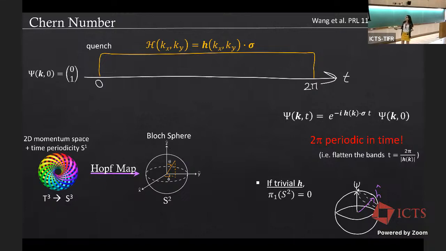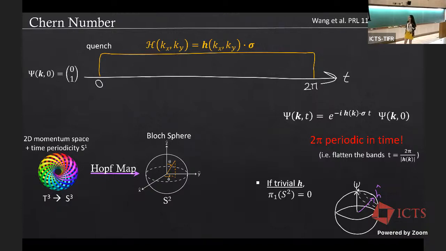Okay, so if I start with some completely trivial initial state, 0, 1 everywhere in the momentum, and then I want to suddenly change the Hamiltonian to some other Hamiltonian. Now this state at each k, depending on what this value is, is going to evolve, just in some normal unit system. And when this evolution reaches 2 pi, the time evolution is periodic. It is a circle, S1, right?